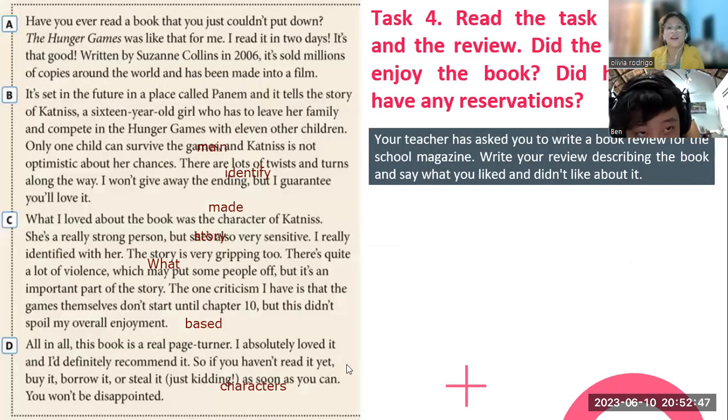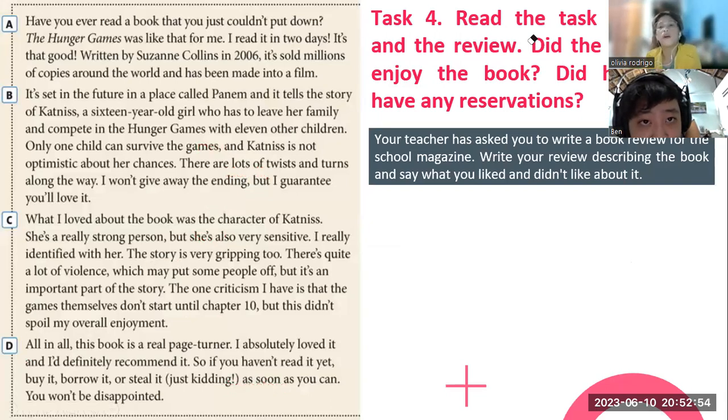Okay, next one. So in here, you read the task below and the review. Did the writer enjoy the book? Did he or she have any reservations? Your teacher, Ben, has asked you to write a book review for the school magazine. Write your review describing the book and say what you like and don't like about it.